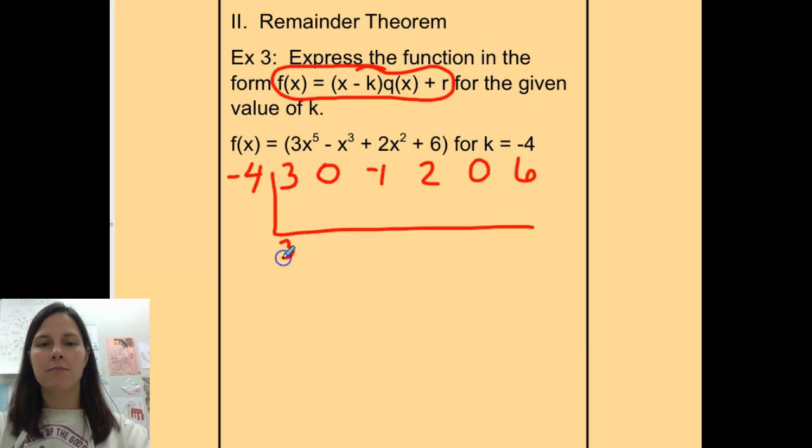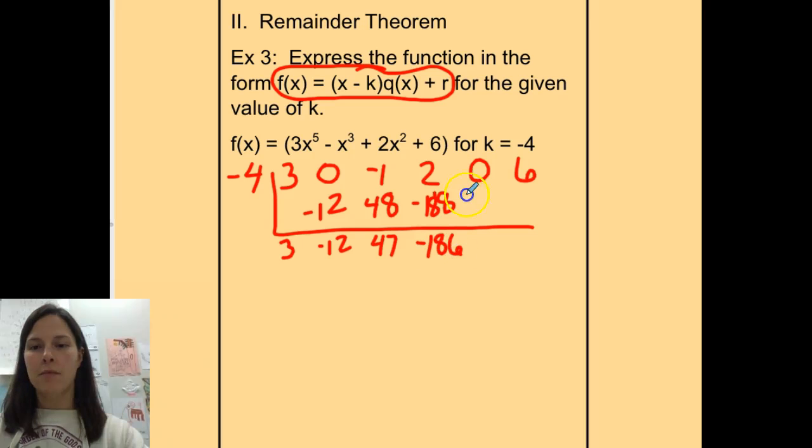Drop the 3, multiply by -4, add, multiply by -4, add, multiply by -4, add, multiply by -4, add. I should have given myself a little bit more room. Multiply by -4 and add.